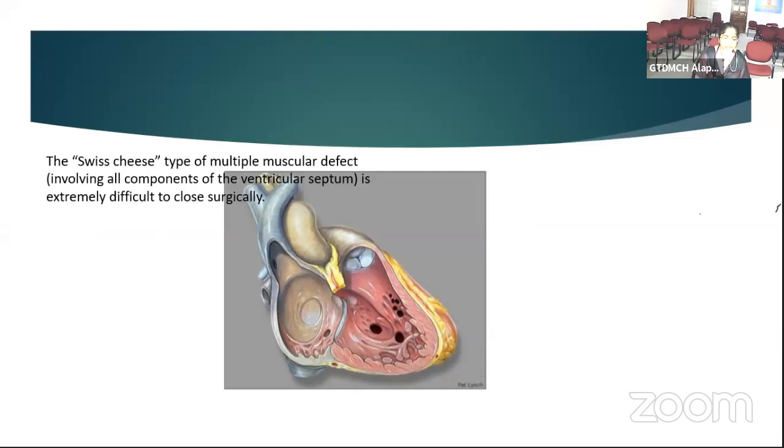There is something called Swiss cheese VSD. That is, it is a type of multiple muscular defect. There are multiple defects in this kind of VSD, and the defects will be there in different parts of the septum. So it looks like Swiss cheese. The importance of Swiss cheese VSD is that it is difficult to close surgically.